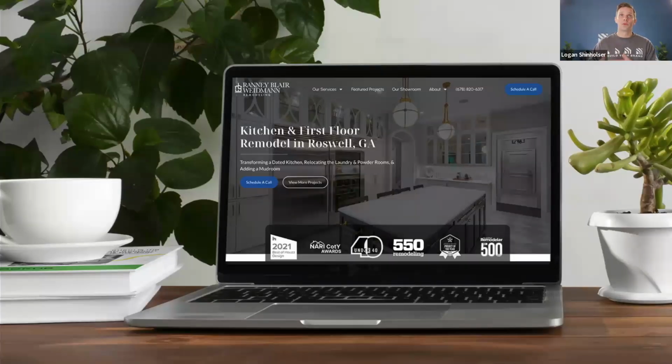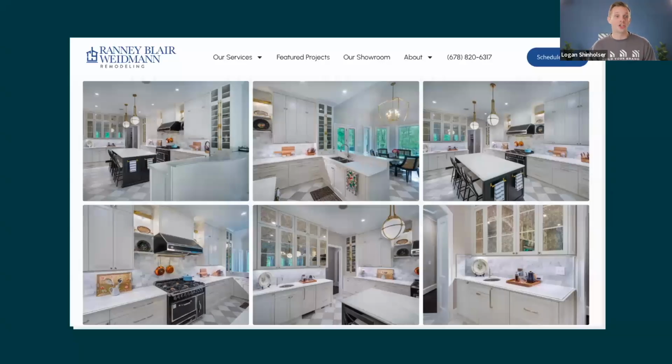First thing is these project walkthrough pages. We call them feature project pages. Think about the projects that you're doing. What most people are going to do is just show a bunch of photos that look great, right? And that's about it. They just go, here's an album. That's all it is. The problem here is the AI is really smart.